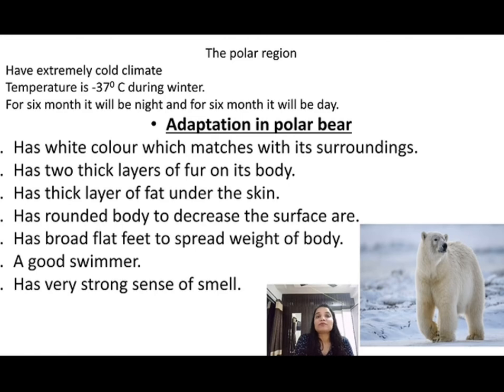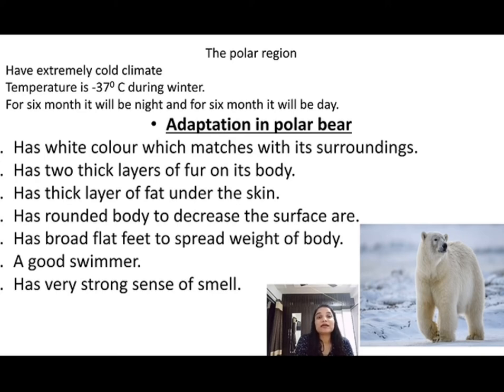Fourth one is a rounded body to decrease the surface area. As you all know, a rounded body cannot have that much amount of air pressure applied. So it will reduce the surface area in contact with the cold air.